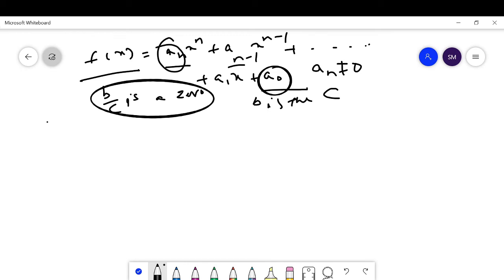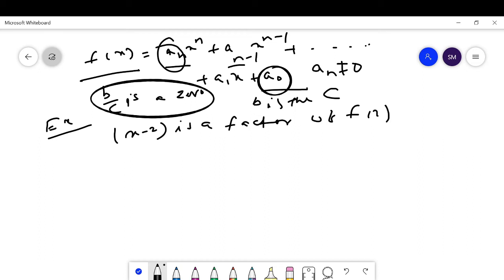Then let us solve some examples using the factor theorem. How can we factorize f(x) so that x minus 2 is a factor of f(x)? We have to show that x minus 2 is a factor of f(x). How can we show that? x minus 2 will be a factor of f(x) only when, what is f(x) here?